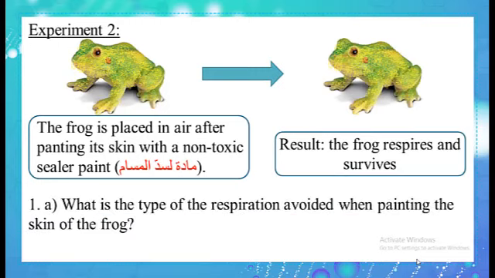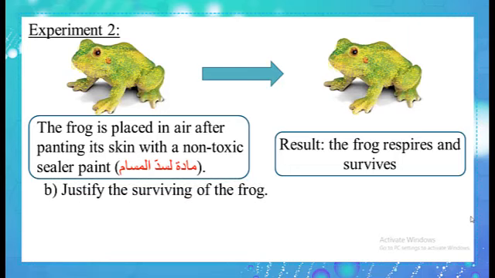Now, 1A: what is the type of respiration avoided when painting the skin of the frog? Avoided means prevented. What is the type of respiration? Now I want to think about what types of respiration we learned previously. The types of respiration are pulmonary respiration, tracheal respiration, and cutaneous respiration. So my answer should be one of these types. Now, the type of respiration avoided when painting the skin: when we see skin, surely the type of respiration is cutaneous respiration.